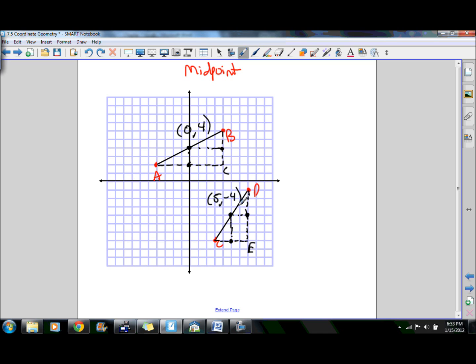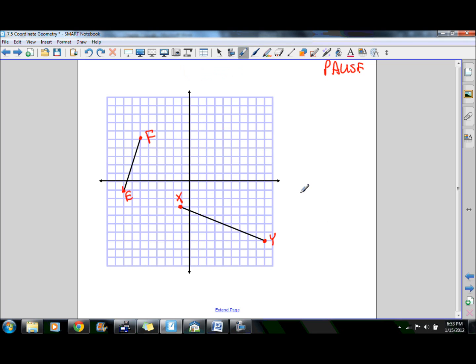So remember, when you're finding the midpoint of a segment, create the triangle, find the midpoints of each segment, and then just connect them. Okay? So let's have you try these on your own, and then I will come around and help in just a bit. All right. So I'm assuming that you paused this and tried it out. Let's give these a try.